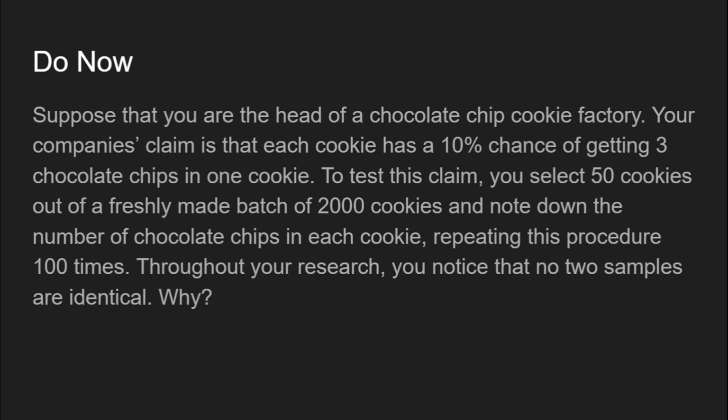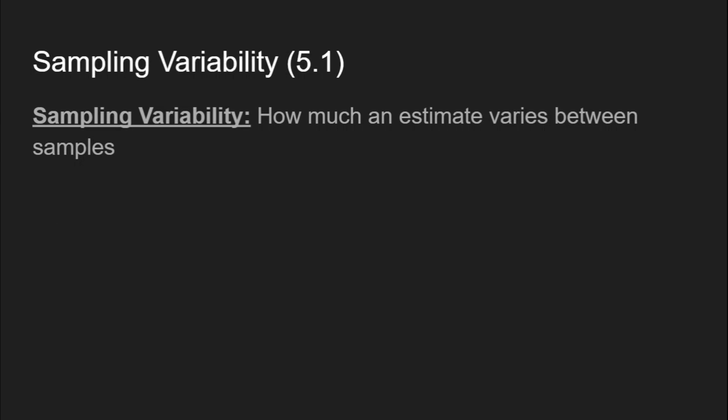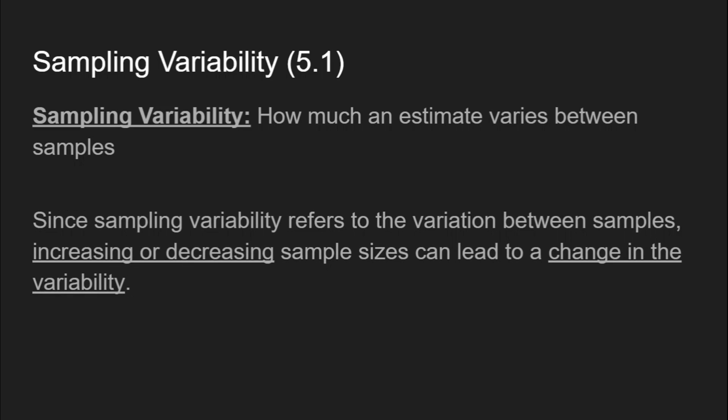Throughout your research, you notice that no two samples are identical. Now, why is this? You can pause the video for a moment to try and figure it out. But the answer is because of something called sampling variability. Sampling variability is defined as how much an estimate varies between samples. Since sampling variability refers to the variation between samples, increasing or decreasing a sample size can lead to change in its variability.